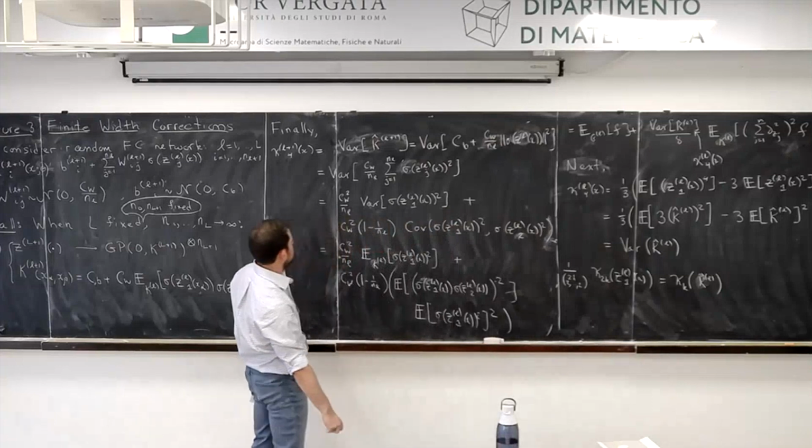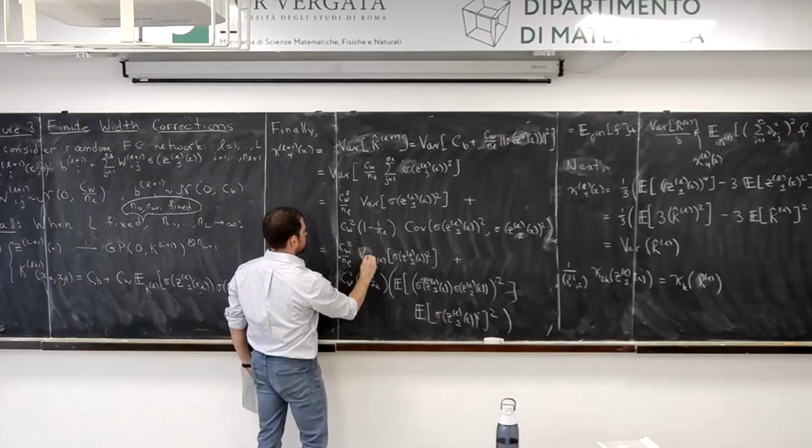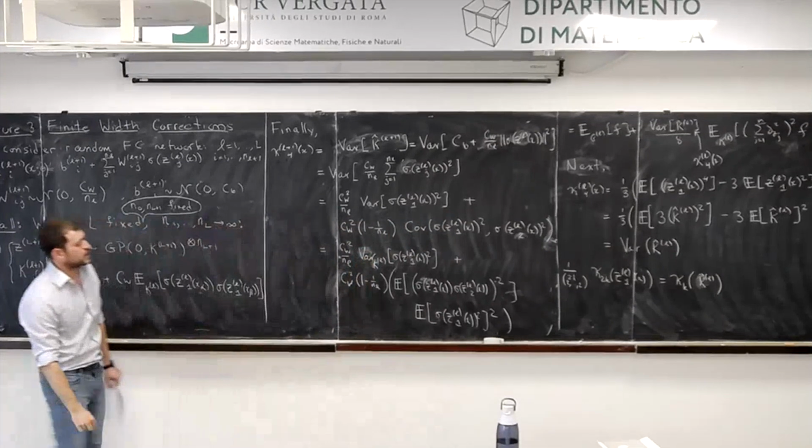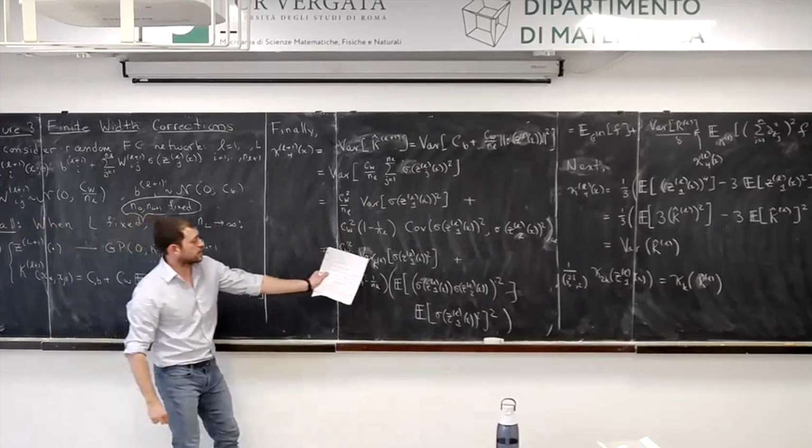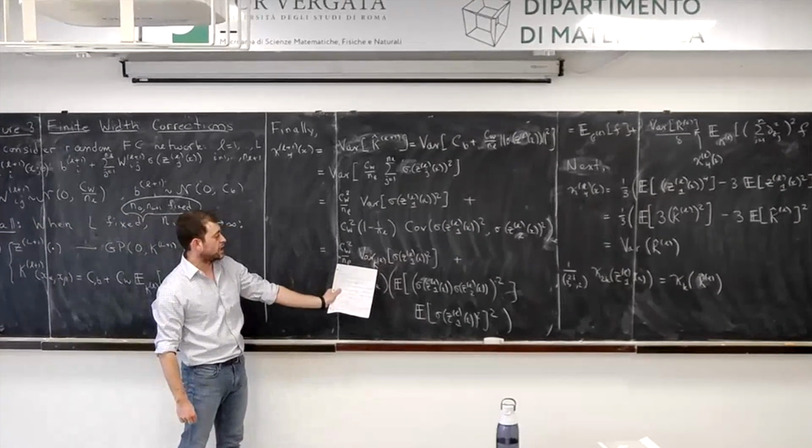What did I do? Sorry, the variance. I don't know why I put the expectations. This is going to give you the variance of sigma squared in the infinite width limit. Very nice, you already have that.